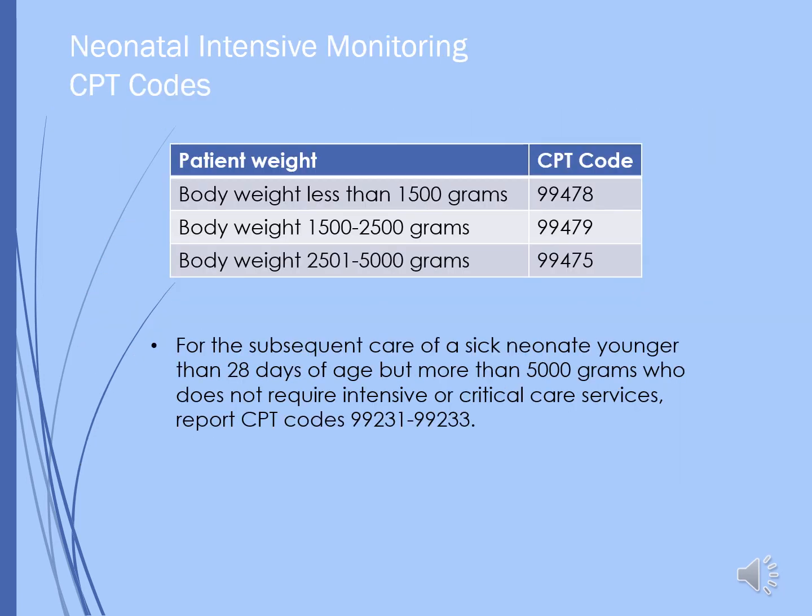The low birth weight codes are obviously defined by the weight of the patient. So if the body weight is less than 1,500 grams, you would code 99478. If the body weight is 1,500 to 2,500 grams, you would bill 99479. And if the body weight is 2,501 to 5,000 grams, you would bill 99480.